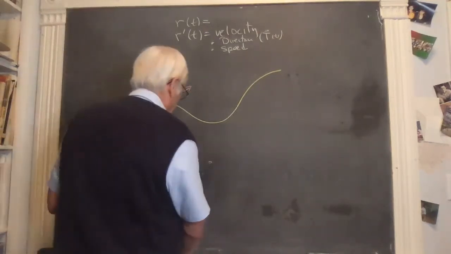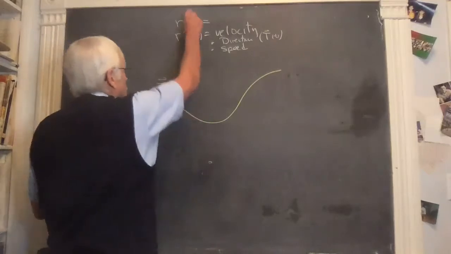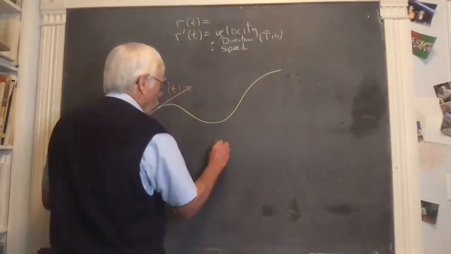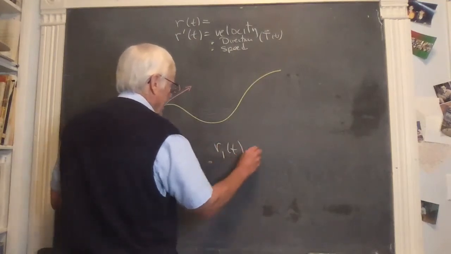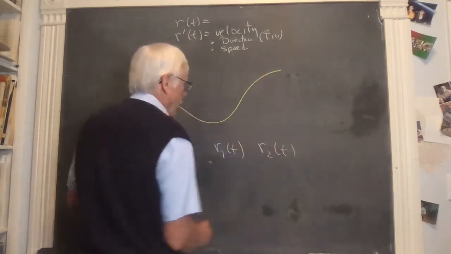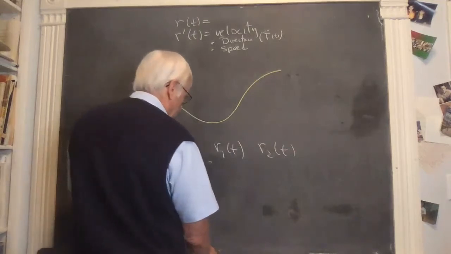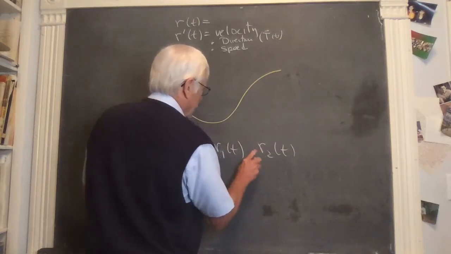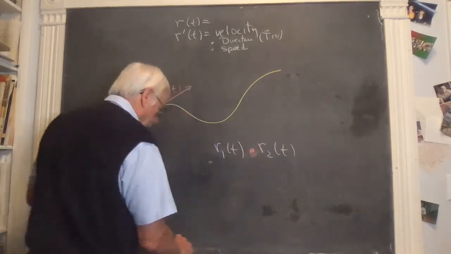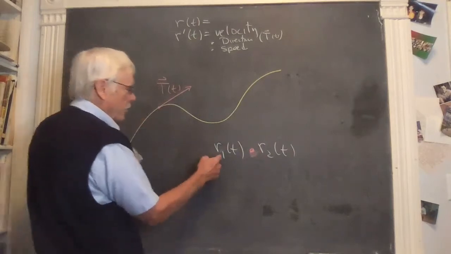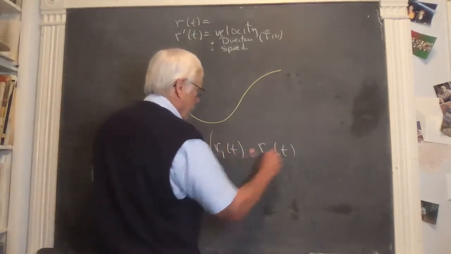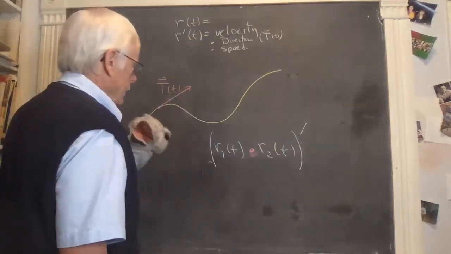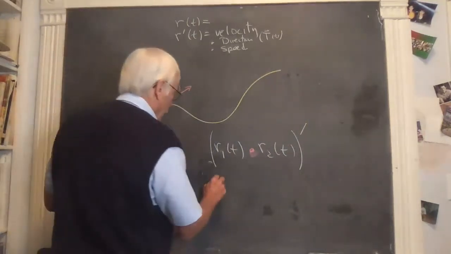Well, I'm going to use this. If you have two vector functions, let's call them R1 of t and R2 of t, and you take their dot product, there is a dot product. And we know how to take the derivative of each one individually, but if you take the dot product and take the derivative, then you get the following.